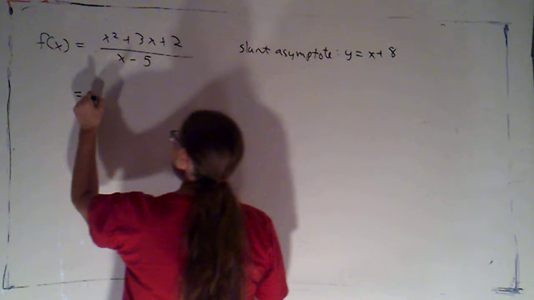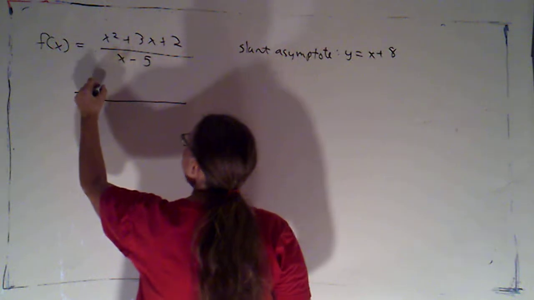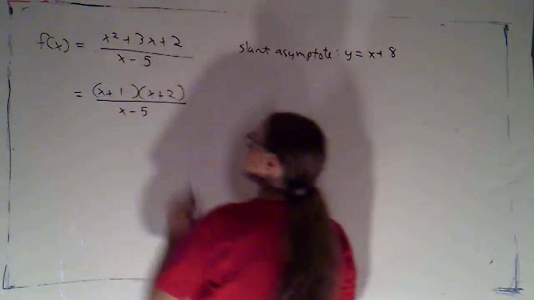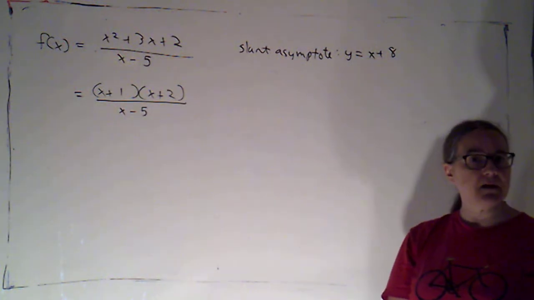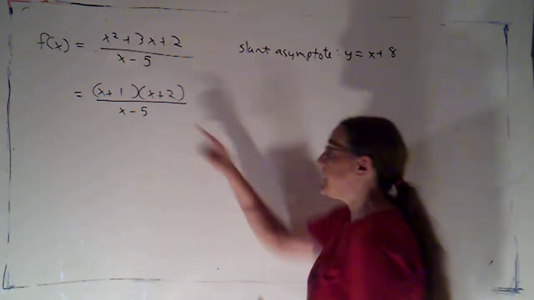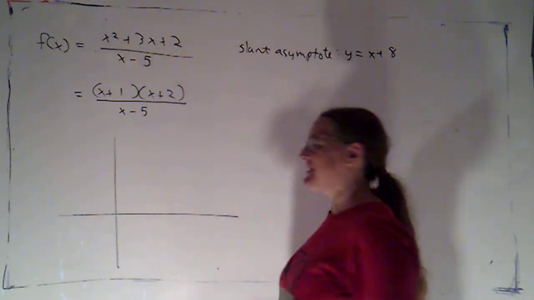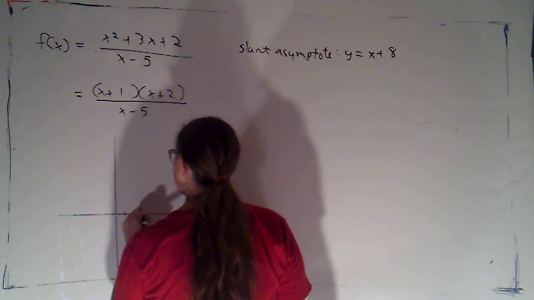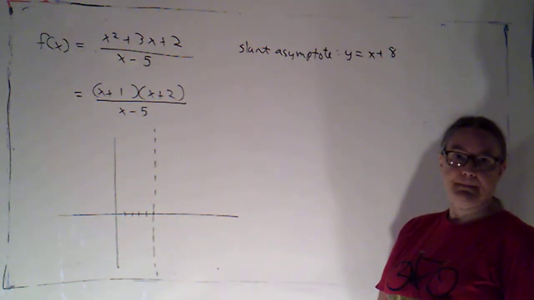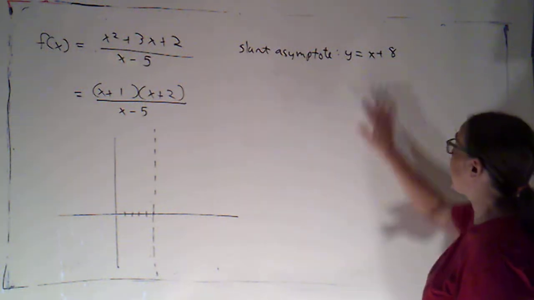Always, though, the first thing I like to do is get this in factored form and see if it's reduced. Okay. So it looks like I can factor the top, x plus 1 times x plus 2 over x minus 5. No factors in common on the top and bottom, so that is in lowest terms, and there won't be any holes in the graph. Okay. I do like to deal with what's not in the domain, though. 5 would make the denominator 0, so that tells me that we're going to have a vertical asymptote at x equals 5.